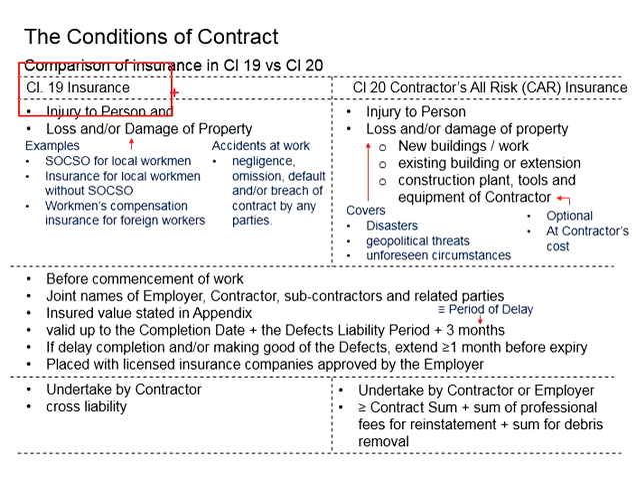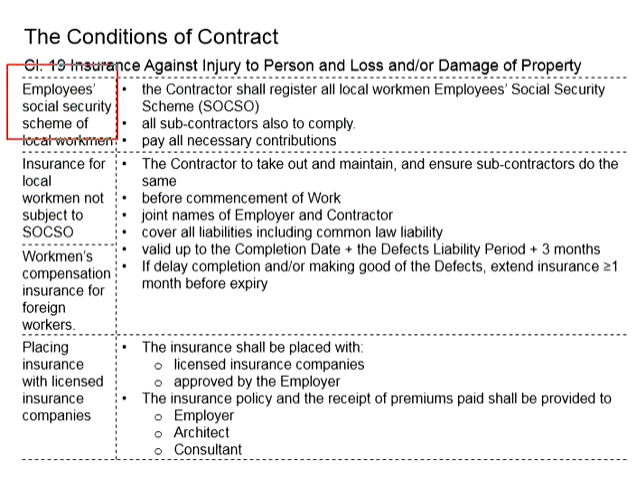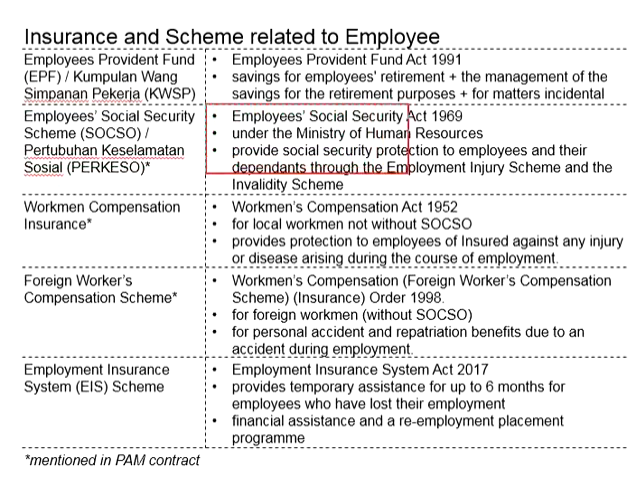Clause 19 is about the insurance related to the injury to the person and the loss and/or damage of the property. This is normally related to accidents at work due to negligence, omissions, default, or the breach of the contract by any parties. The relevant insurance as mentioned in clause 19 includes the SOCSO for the local workmen. SOCSO is the Employee Social Security Scheme. It is one of the compulsory schemes for the Malaysian employee.